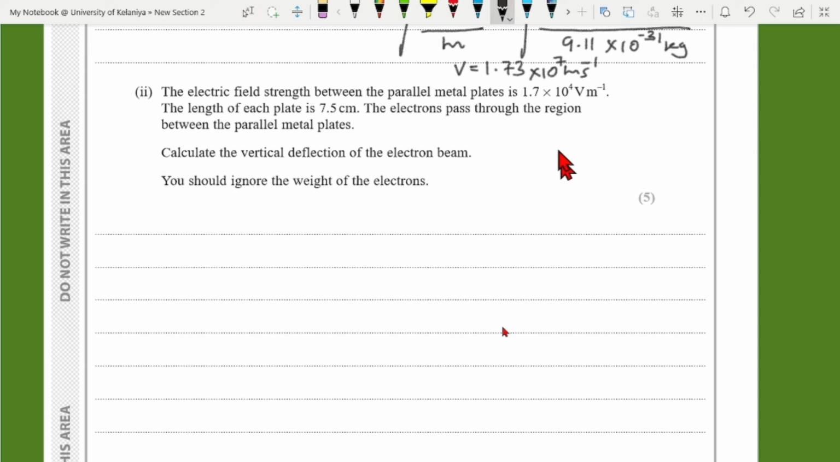Here, when we are throwing something, as I explained in the first question, we use projectile motion, right?